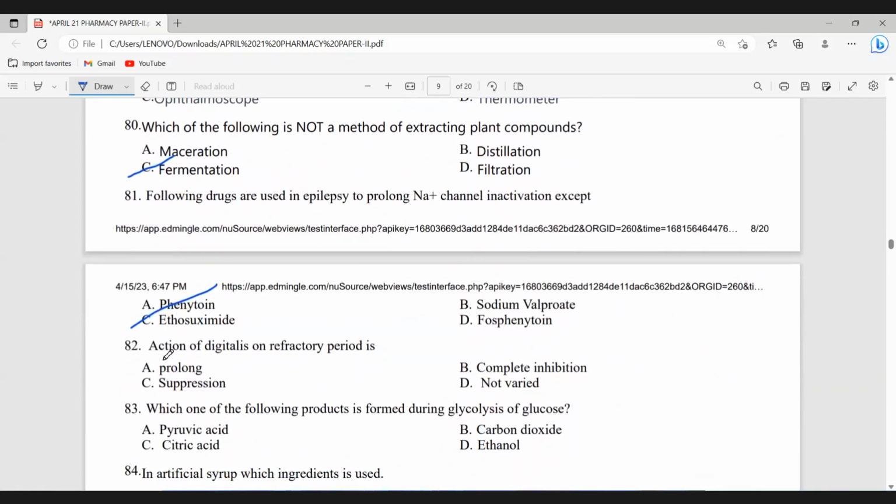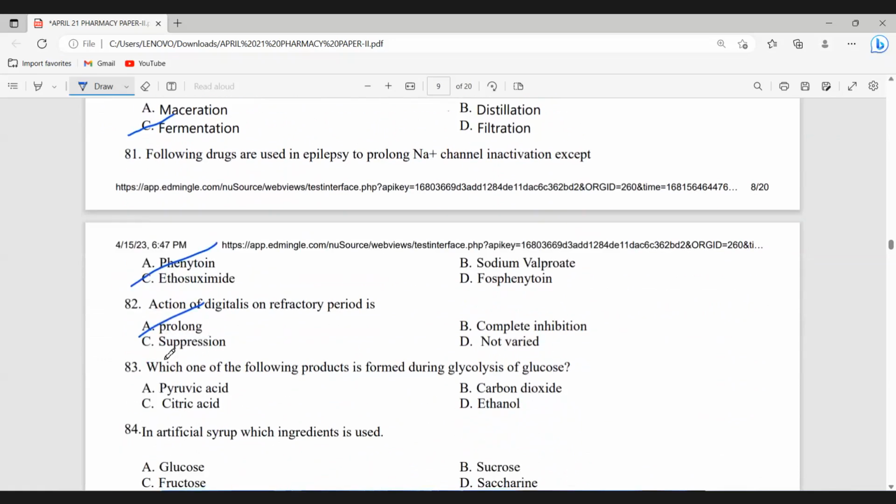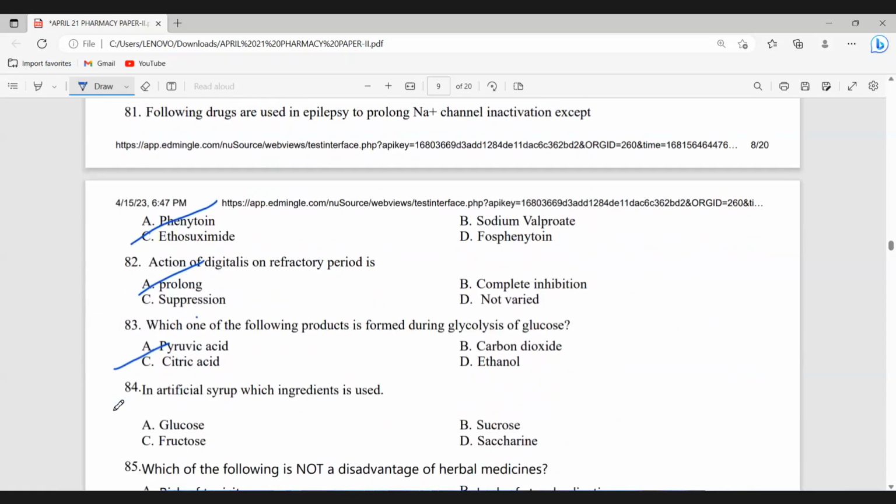Then 82, action of digitalis on refractory period is: it prolongs it. Then 83, which one of the following products is formed during glycolysis of glucose? Glycolysis of glucose gives pyruvic acid. Then 84, in artificial syrup, which ingredient is used? In artificial syrup, we will use saccharin.